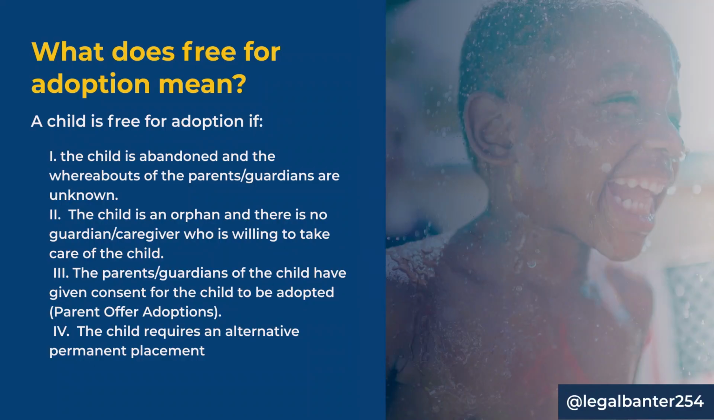If a child has been declared free for adoption, it means that one, the child is abandoned and the whereabouts of the guardian or the parents are unknown. Two, the child is an orphan and there is no guardian or caregiver who's willing to take care of the child. Three, the parents of the child are willing to give up their child for adoption. There are cases where parents are not able to take care of their child, maybe due to finances, so they can give up their child for adoption.